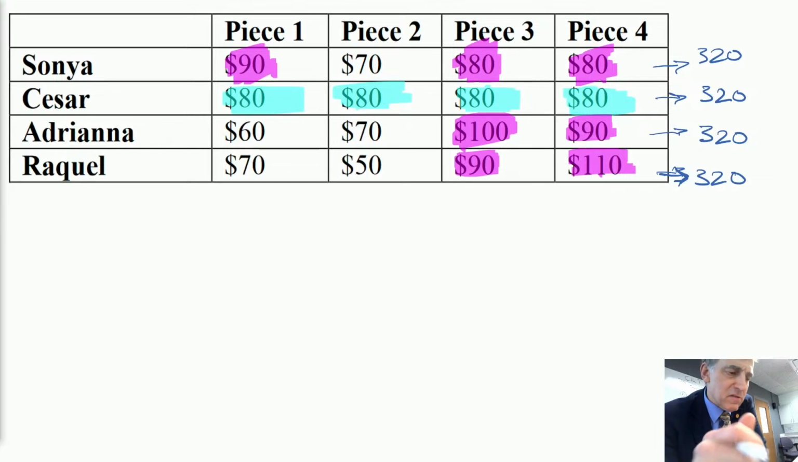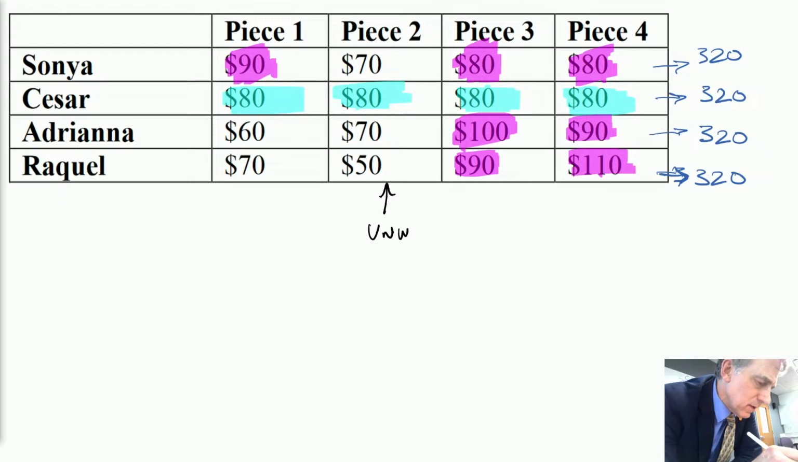So Alex Corson, which of these pieces are unwanted? Yeah, that's the only one. That's the only unwanted. And so because of that, we have the potential for making this work out. So let's see if it'll work out.